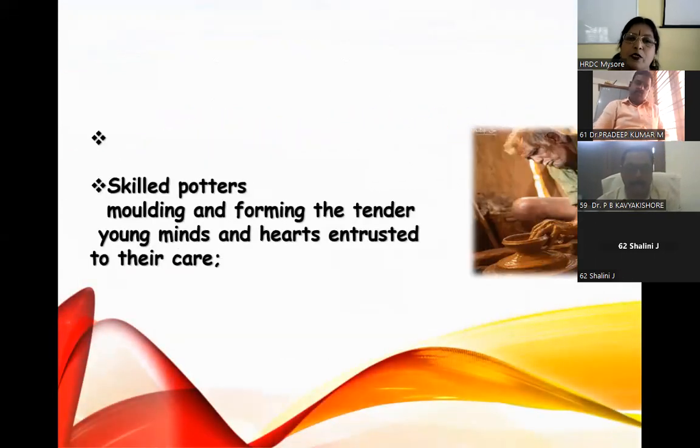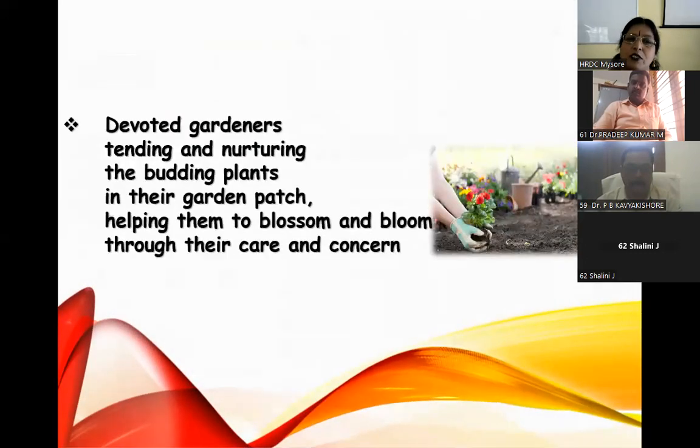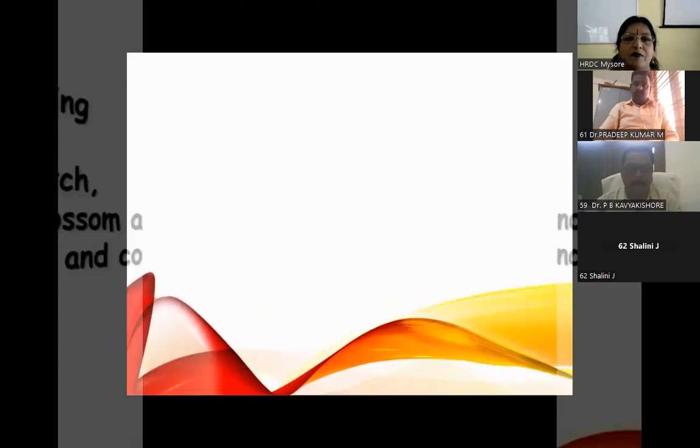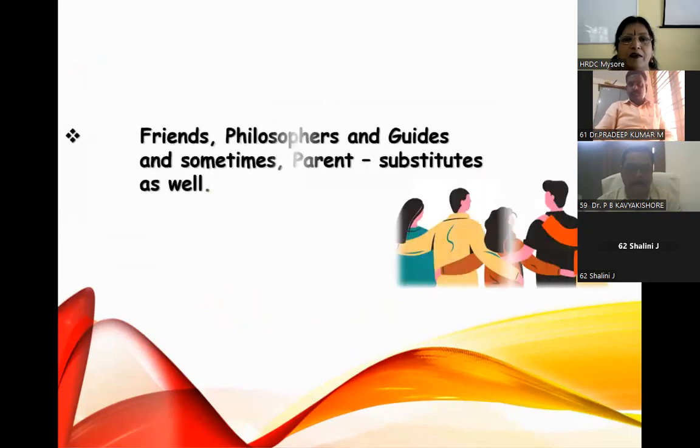They are skilled potters, molding and forming the tender young minds and hearts entrusted to their care. Devoted gardeners tending and nurturing the budding plants in their garden patch, helping them to blossom and bloom through their care and concern. And finally, teachers are friends, philosophers, and guides, and sometimes parent substitutes as well.